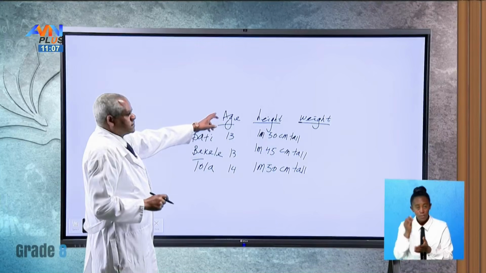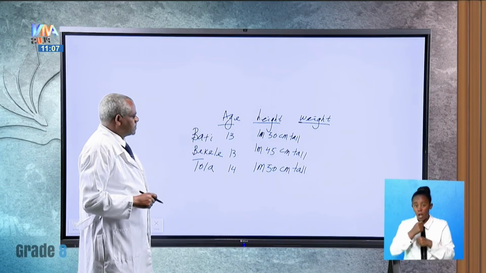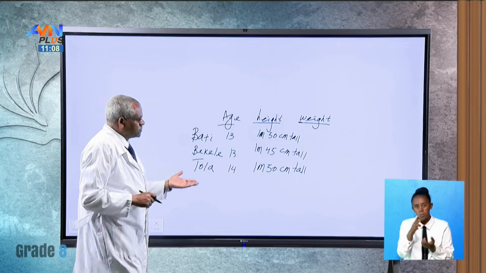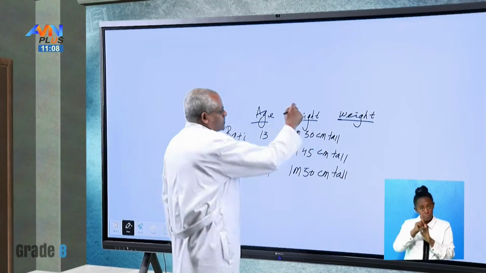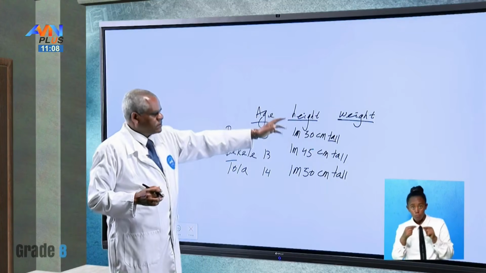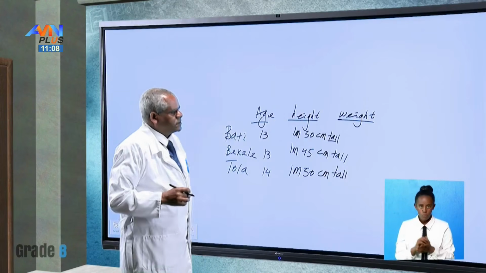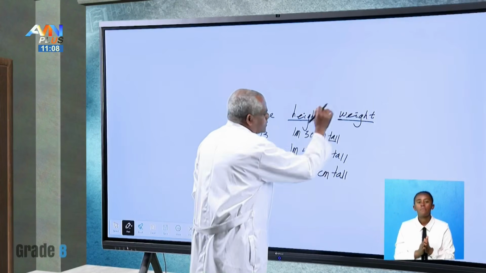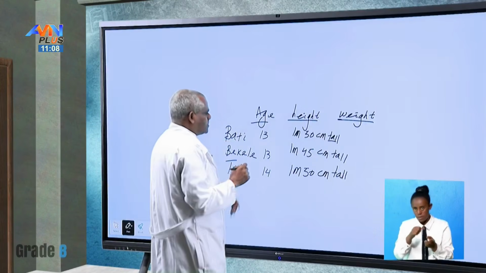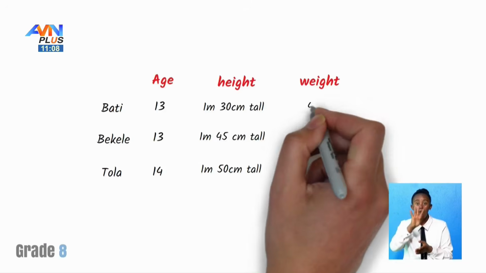Don't forget that the word age refers to how old they are. Bati is 13 years old, Bagala is 13 years old. Height stands for what? Tall. This tall refers to what? Height. They are nouns, whereas tall is similar to height. It refers only to the tallness of that student. So let's go again. Weight. Bati is 48 kilograms.